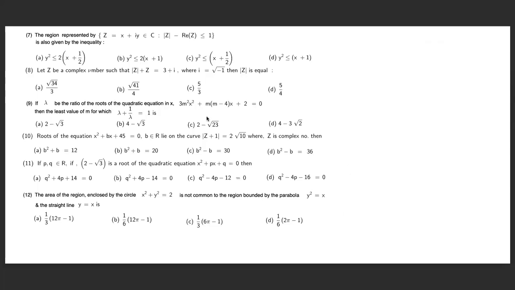So let us look at another problem. The root of this equation is given like this, which lies on the curve, right? So z is a complex number, right? So let us see the best possible answer for this. Okay, so let us see that.